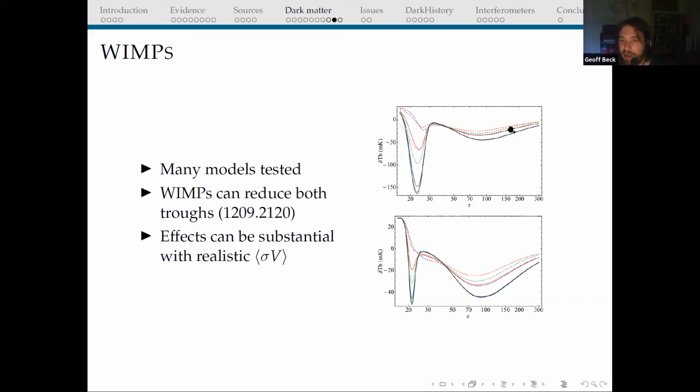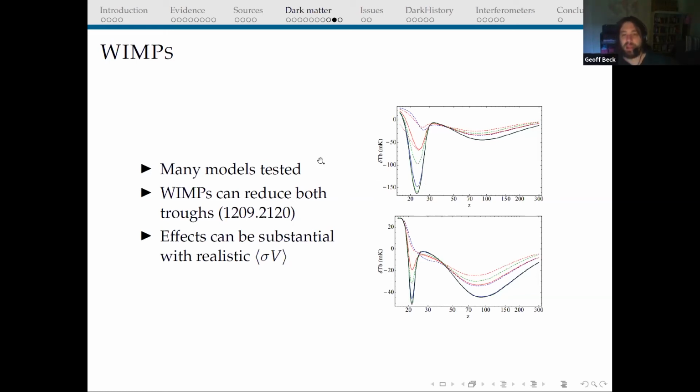We have the standard baseline model in black that they're using and various dark matter models in these colored lines. And they've got two different scenarios here just to see if their choice of reionization history affects how the dark matter changes things. Okay, and what you can see is that this trough is generally made shallower, similar to the dark ages trough. So the primary effect dark matter seems to be having here is one of heating. It is injecting extra heat into the gas and thus making these absorption troughs shallower.